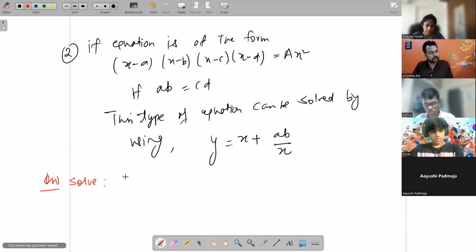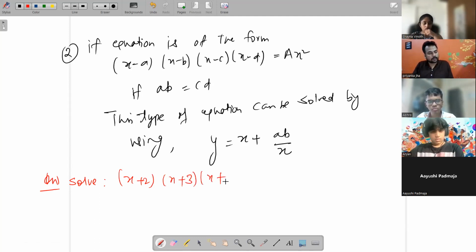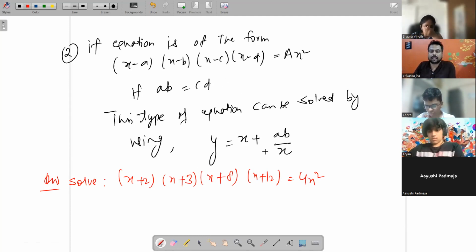Solve the equation x plus 2, x plus 3, x plus 8, x plus 12 equal to 4x squared. Now you can see that as per this rule, a is minus 2, b is minus 3, c is minus 8, and d is minus 12. So you just have to multiply. If you multiply 2 into 12, you get 24. And if you multiply 8 into 3, you get 24, right? So this satisfies the condition.